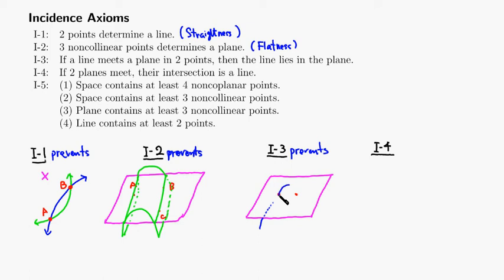So we're trying to prevent a line piercing through the plane once and then coming back in and piercing through it again, right? You can see that we don't want a line to behave like that, coming in and hitting the plane once and coming back and hitting the plane again. So once you have 2 points in common, then the entire line has to sit inside the plane. That's what I3 is trying to give. So this is an interaction between straightness and flatness.